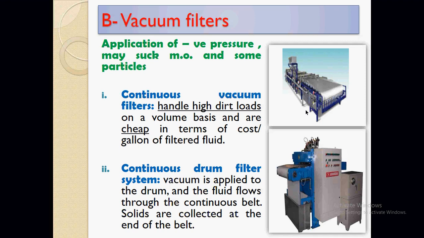for non-sterile filtration. We have for example continuous vacuum filter and continuous drum filter system. Continuous vacuum filters handle high dirt loads on a volume basis and are cheap in terms of cost per gallon of filtered fluid. Continuous drum filters are cylinders, or a form of vacuum filters connected to each other. In the continuous drum system, vacuum is applied to the drum and the fluid flows through the continuous belt. Solids are collected at the ends of the belt, so we can use it for cake filtration, we can use it for clarification, but it is not used for sterile filtration.